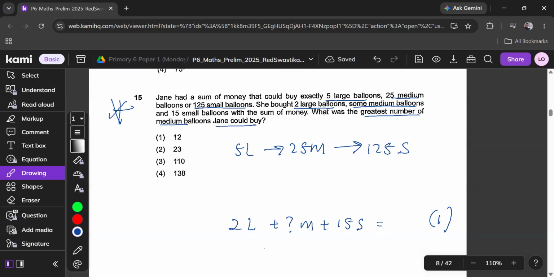Okay, so can we find the greatest? Can we find what this is? What's the greatest number of medium balloons? Yeah, Jasvi.